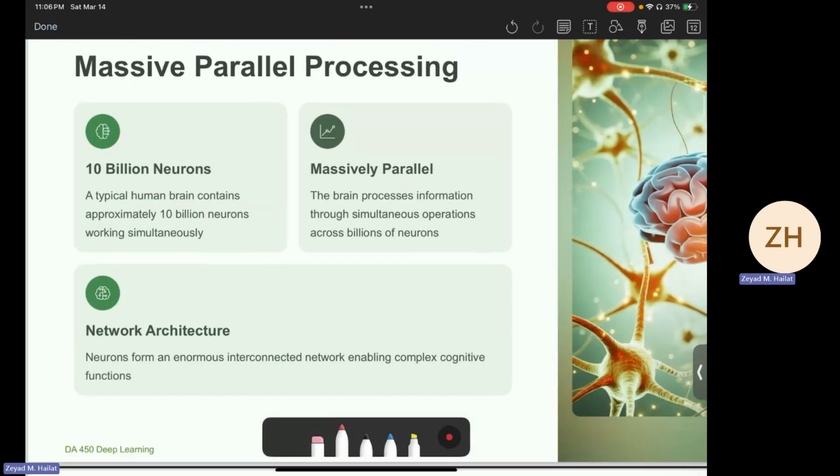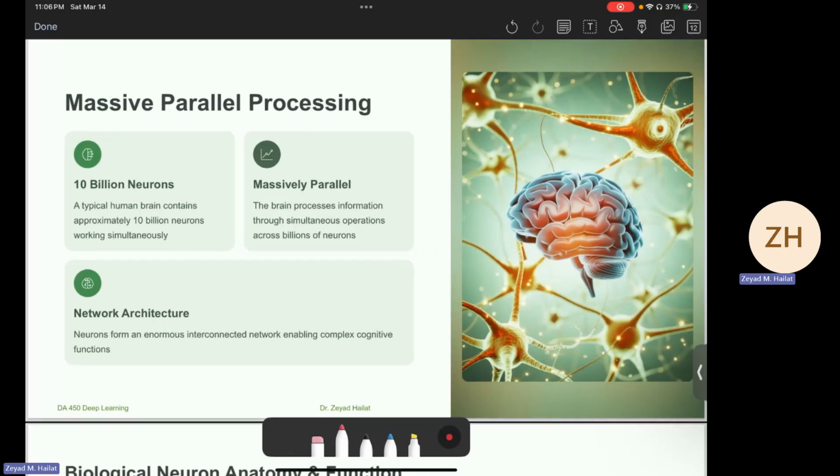Now, when we talk about the brain, we have these neurons that you see on the right-hand side, and they are heavily connected with each other as well as the brain. This will create a parallel type of processing. Since we are talking about thousands of neurons in the human body connected to each other, we are talking about massive parallel processing within the human body.